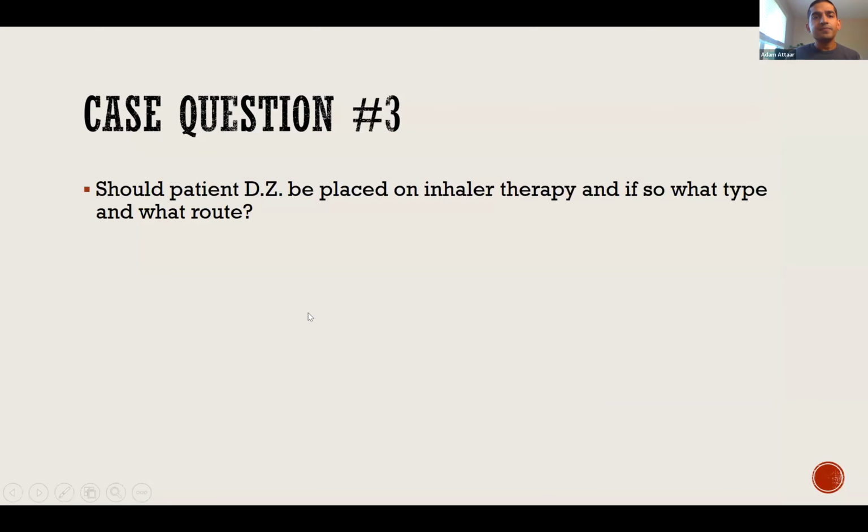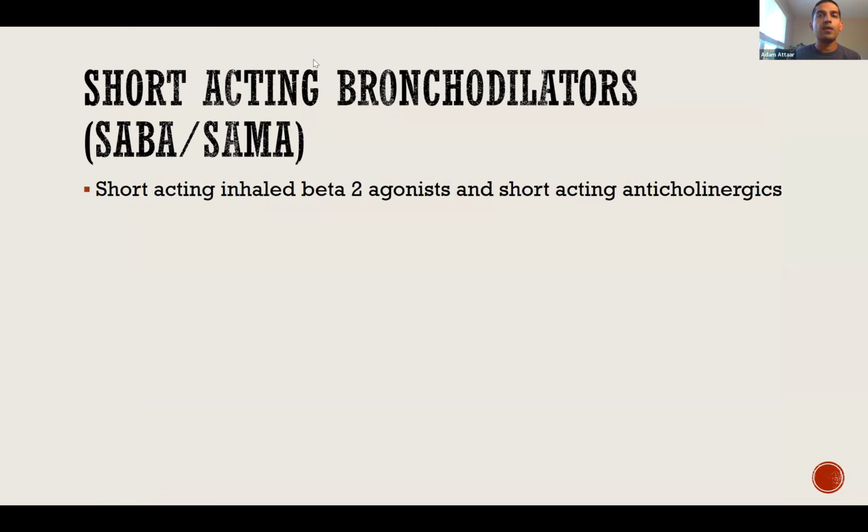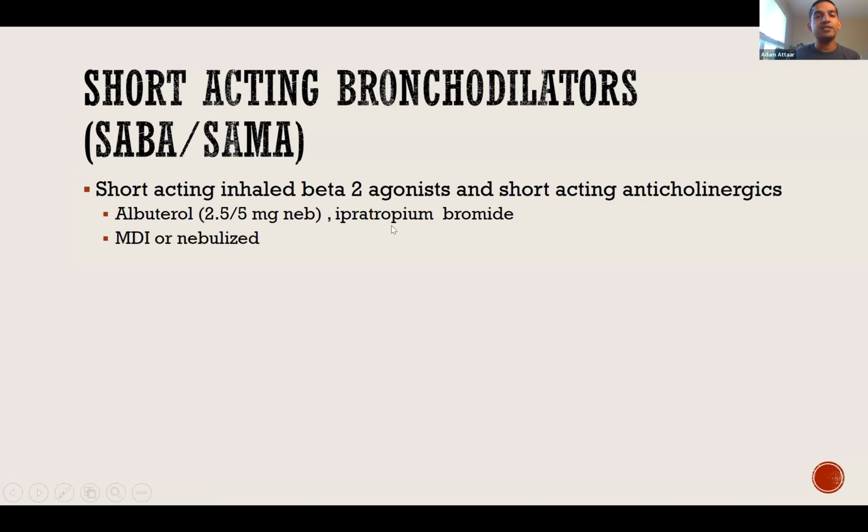Case question 3. Should patient DZ be placed on inhaler therapy? And if you do, what type and what route are you going to choose? Short-acting bronchodilator therapies would be your key treatment here. These include beta-2 agonists as well as short-acting anticholinergics. An example of a beta-2 agonist would be albuterol. An example of a short-acting anticholinergic would be ipratropium. You can give these either by metered dose inhaler or nebulized.